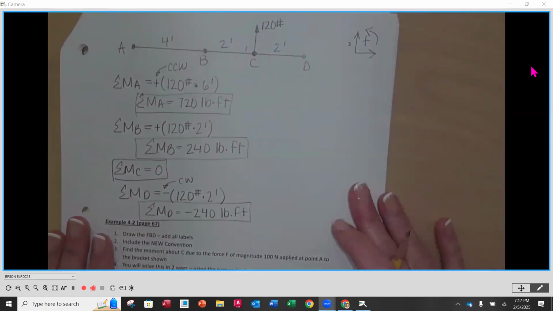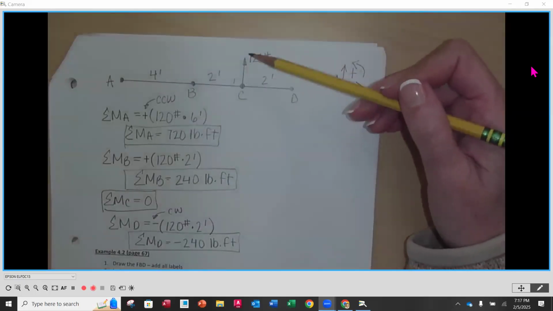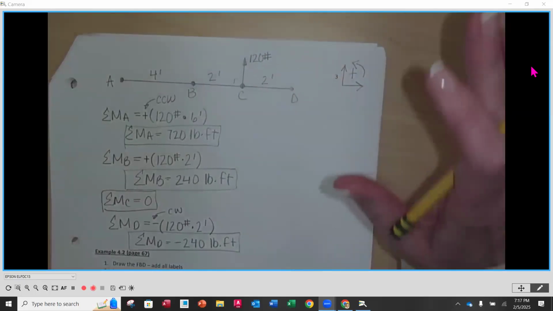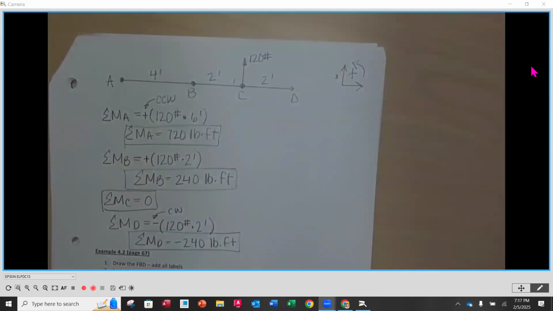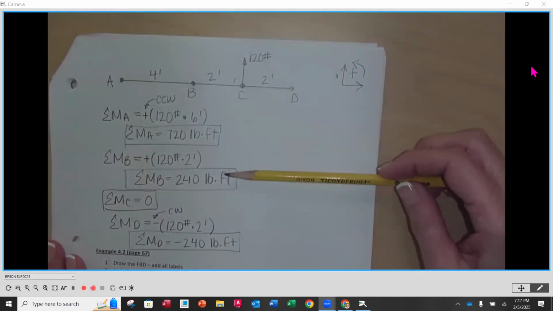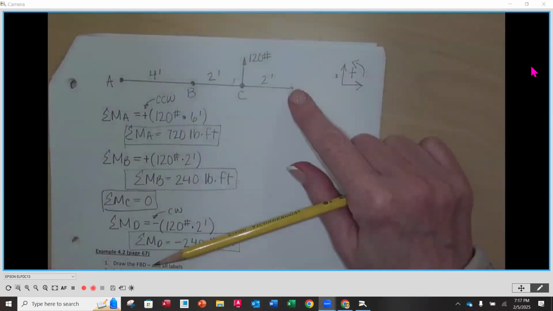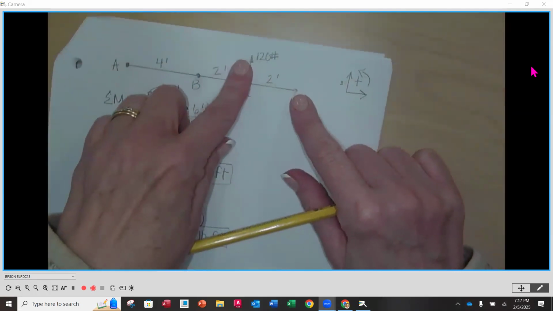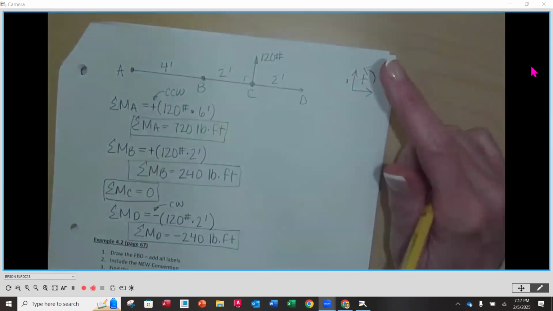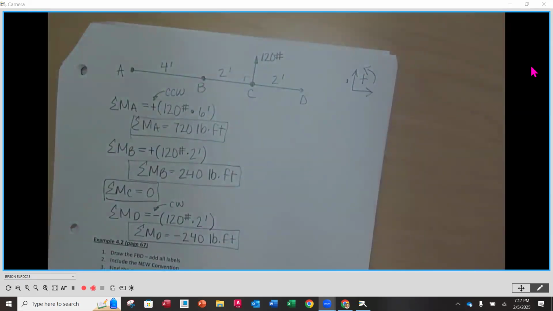Okay. Now, something I want to point out here is we see a positively directed force. That doesn't mean we're always going to have a positively directed moment. We saw it for A and B, but it went negative at D. And again, it's because D went to the other side of that force, and then it caused a clockwise rotation. So don't assume because it's a positively directed force, it's going to cause a positively directed moment. Not going to always happen.